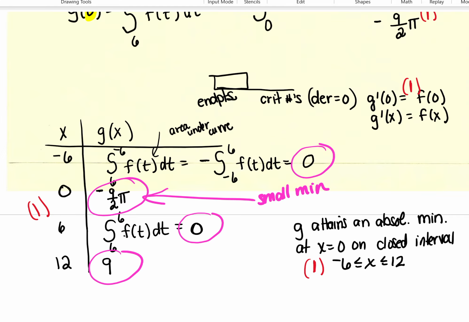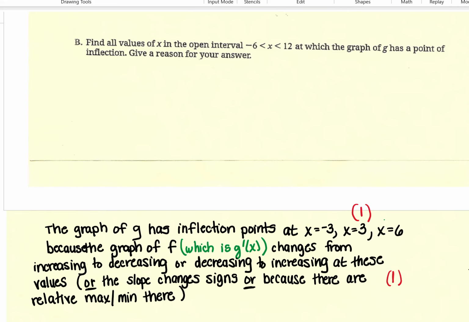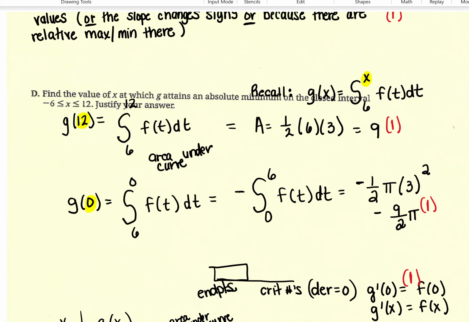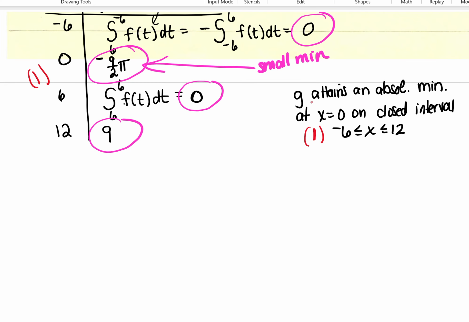If you're ever wondering how to write your answer, one of the things that I think is neat to do is to go back up to the problem and look at what it's asking right here. It was asking, where does g obtain an absolute minimum value on the closed interval? So you can see that I pretty much just copied that and said g obtains an absolute minimum at my answer on that closed interval.